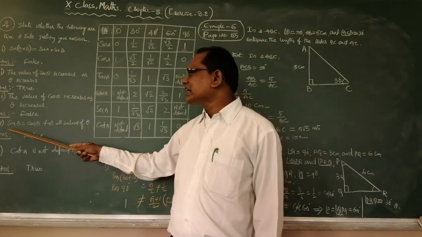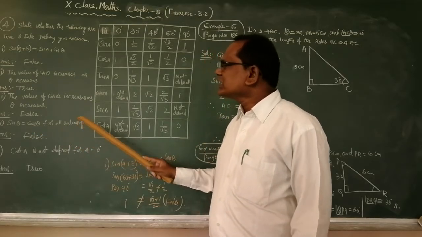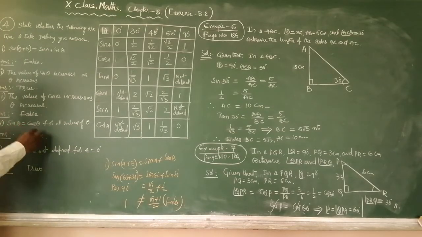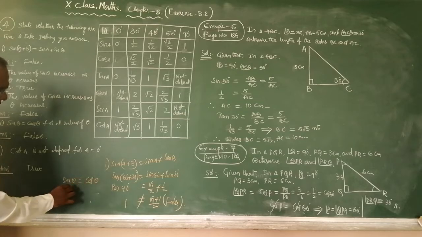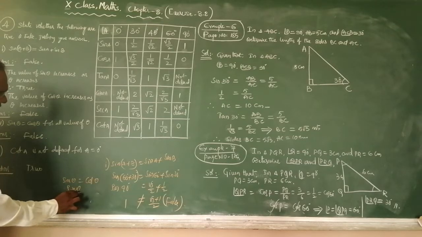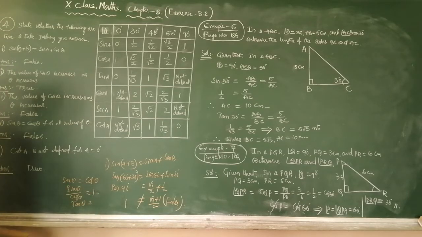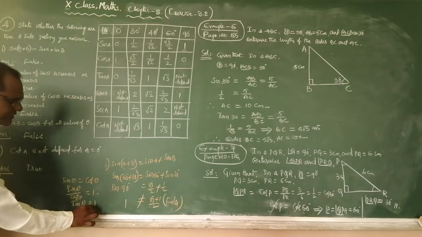Now the fourth one: sin theta equals cos theta for all values of theta. It is not possible for all values of theta. This is the explanation I am giving. If sin theta equals cos theta, therefore sin theta by cos theta equals 1. Sin theta by cos theta means tan theta equals 1. What is the angle where tan theta is 1? The value is at 45 degrees, tan 45 degrees.